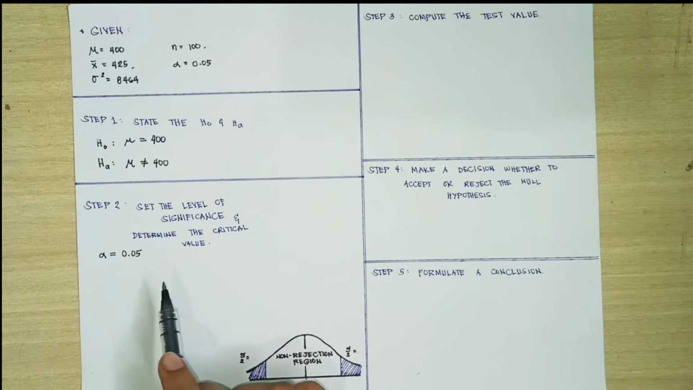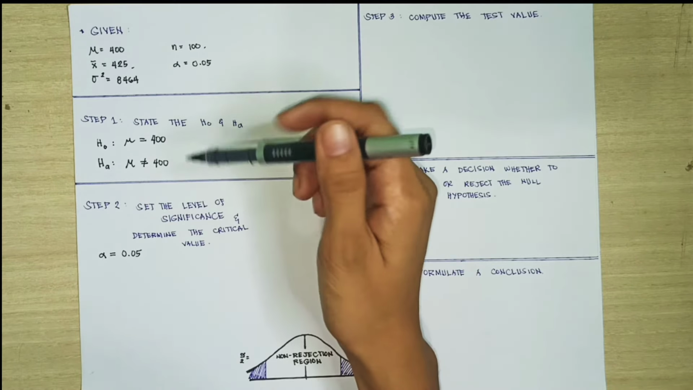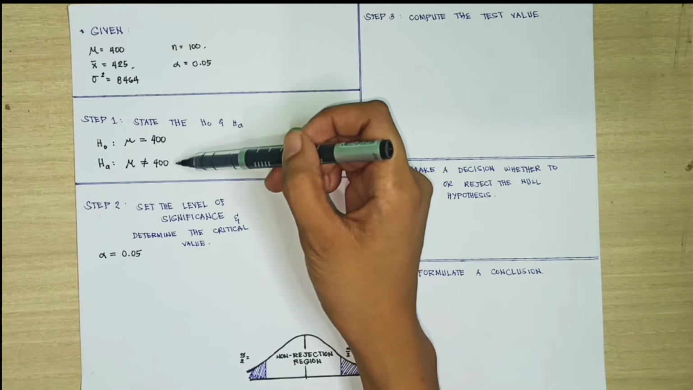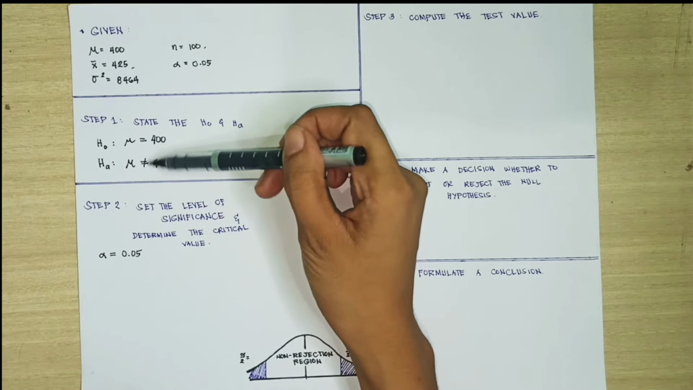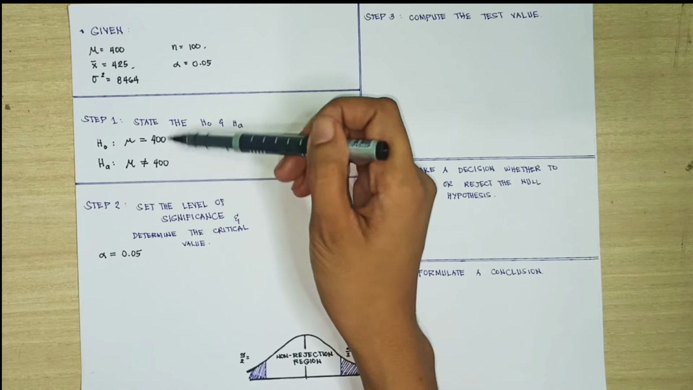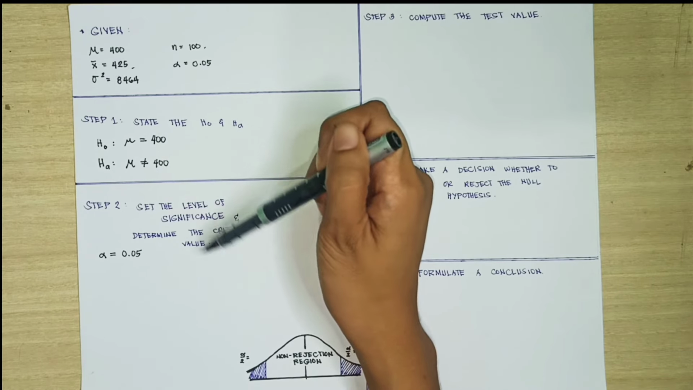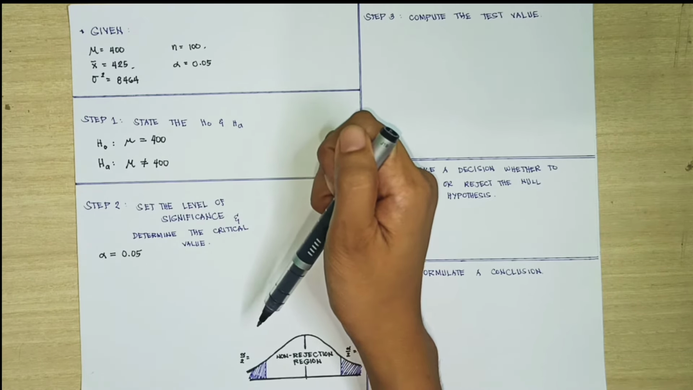So ngayon, since this is a two-tailed test, okay, so bakit natin nasabi na two-tailed test? Again, paano natin malalaman kung anong type of test ang meron tayo? Check natin si alternative hypothesis. Tingnan ang symbol. Ang symbol ng alternative natin dito is not equal. Again, kapag not equal po ang symbol, that is considered as two-tailed test.